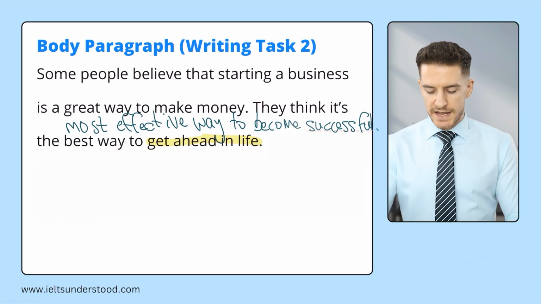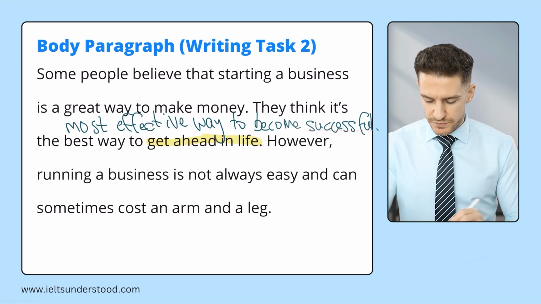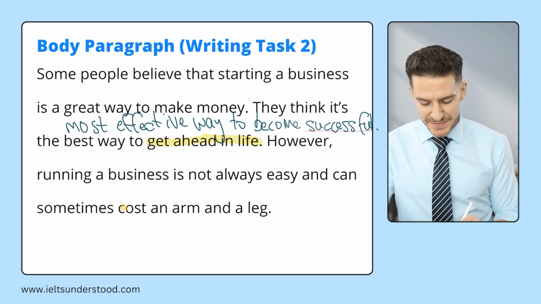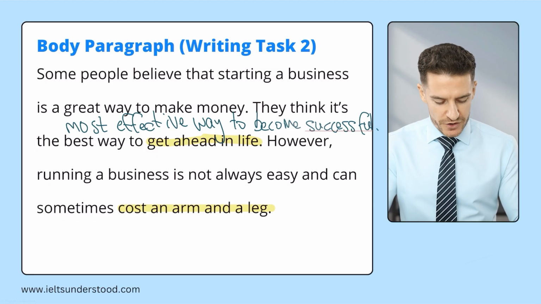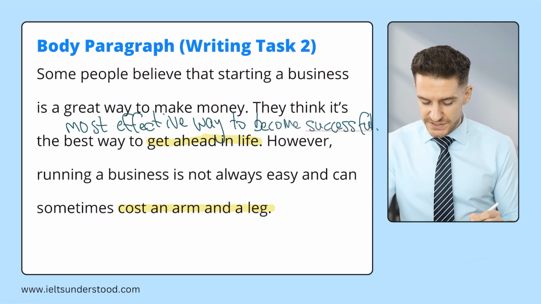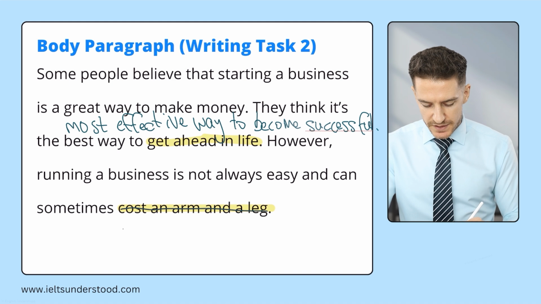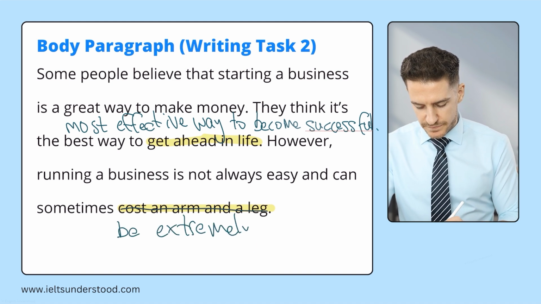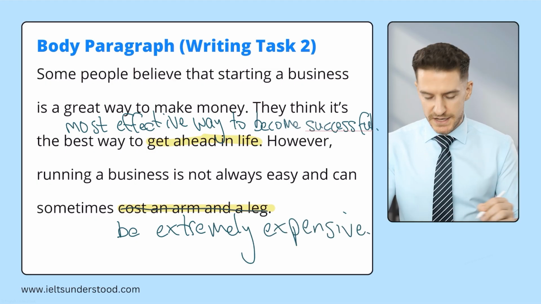So instead of saying get ahead in life, we're saying to become more successful. Now let's keep reading. However, running a business is not always easy and can sometimes cost an arm and a leg. So if something costs an arm and a leg, it is very expensive. So instead of saying that, we could say something like, and can sometimes be extremely expensive. Now, that's a very basic way to say that.